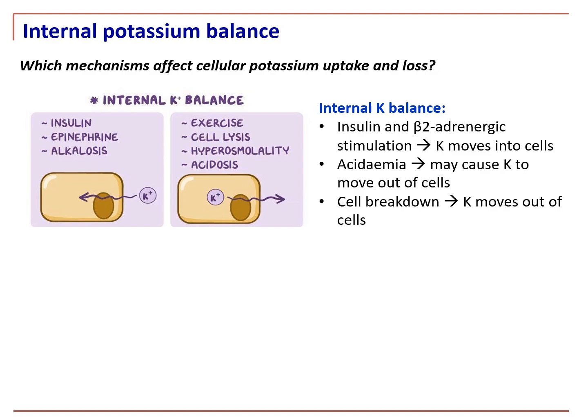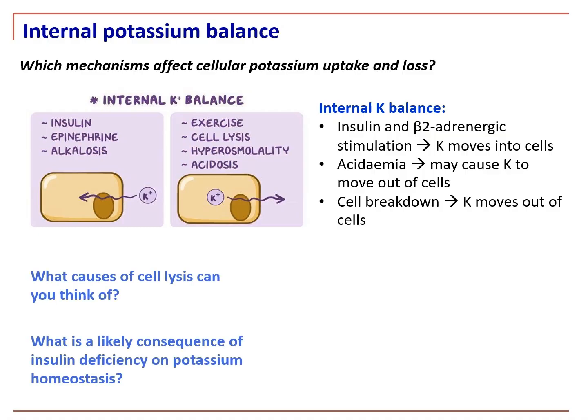And then on the other side, you've got the opposite. So exercise and cell lysis. So exercise causes potassium to leave the cell. Cell lysis, when cells break, they release their contents. Hyperosmolality, so too much concentration, will allow potassium to efflux. And an acidosis will, in exactly the same way. So an acidosis, too many hydrogen ions in the extracellular fluid here, they come in where they can get buffered against the proteins within the cells, and potassium ions come out. So you've got all of those balances going on all of the time within the body.